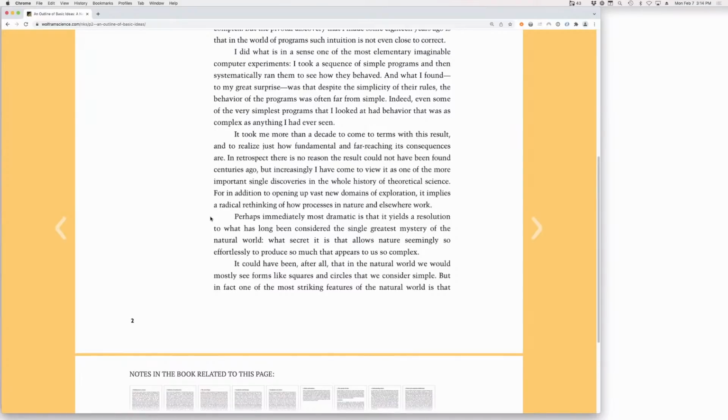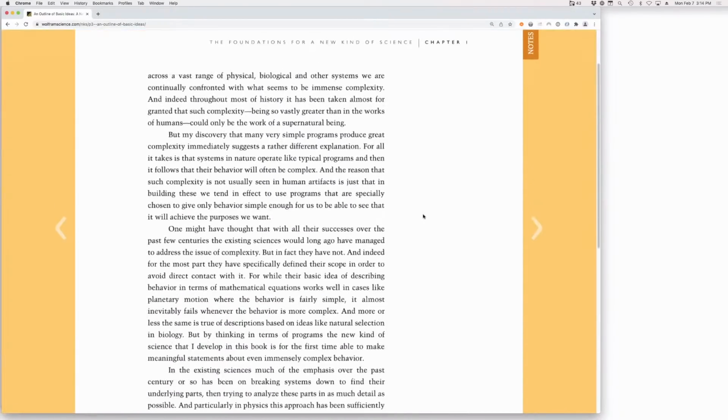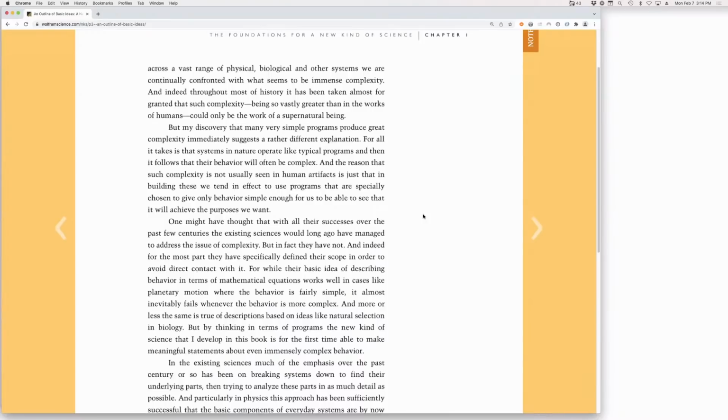It could have been, after all, that in the natural world we will mostly see forms like squares and circles that we consider simple. But in fact, one of the most striking features of the natural world is that across a vast range of physical, biological, and other systems, we're continually confronted with what seems to be immense complexity. And indeed, throughout most of history, it has been taken almost for granted that such complexity, being so vastly greater than in the works of humans, could only be the work of a supernatural being.